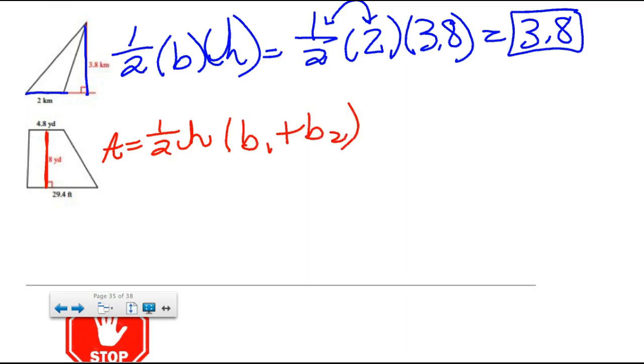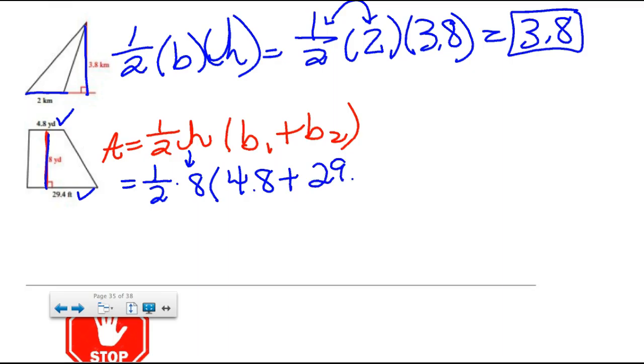And formulas are nice. They're just like following a map. So I'm going to follow this map. It says I am supposed to find the height and plug it in. And the height was handed to me as an 8. Then I'm supposed to put base 1 and base 2 in and add them up. And it doesn't matter who's base 1 or base 2 because I'm just going to be adding them up. I go 29.4. I'm going to do my parentheses.